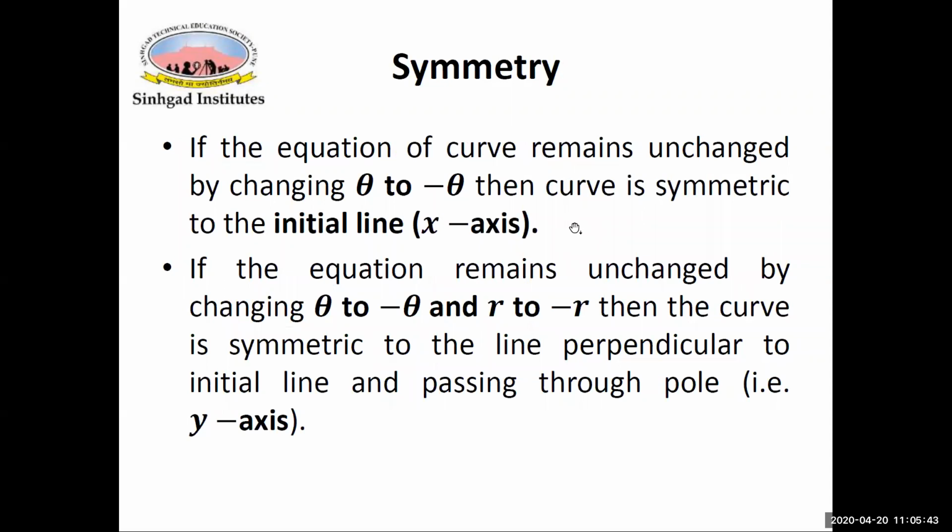Like Cartesian curves, here also we check symmetry. The first case is to replace theta by minus theta in the equation of the curve. If the equation of the curve remains unchanged, then the curve is symmetric about the initial line, that is, the curve is symmetric about the x-axis. For example, if we write r equal to a cos 2 theta, when I replace theta by minus theta, it will remain the same, and hence it will be symmetric about the initial line, that is the x-axis.